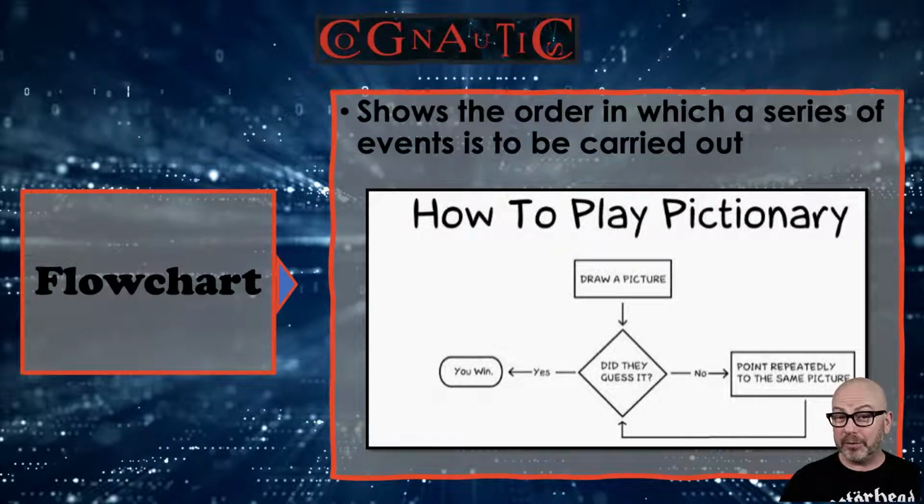Also, when you build these, the idea is the flowchart flows downwards. It will need to go to the side sometimes, but it should flow from top to bottom. That's the idea, okay, that it sort of flows through the system. So there's a fairly easy one. Draw a picture. Did they guess it? No. Point repeatedly to the same picture and say it more loudly and more angrily, and then they still won't get it. So that's fundamentally Pictionary in a flowchart for you.